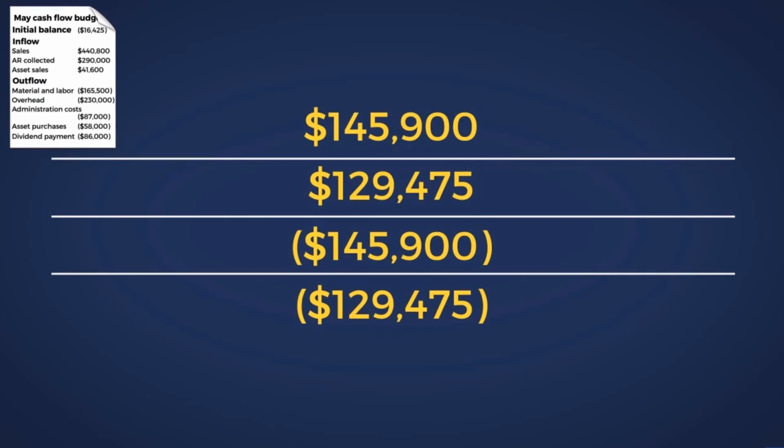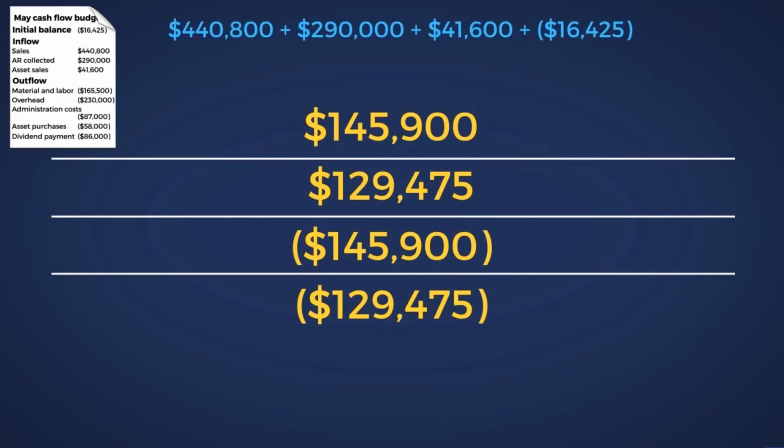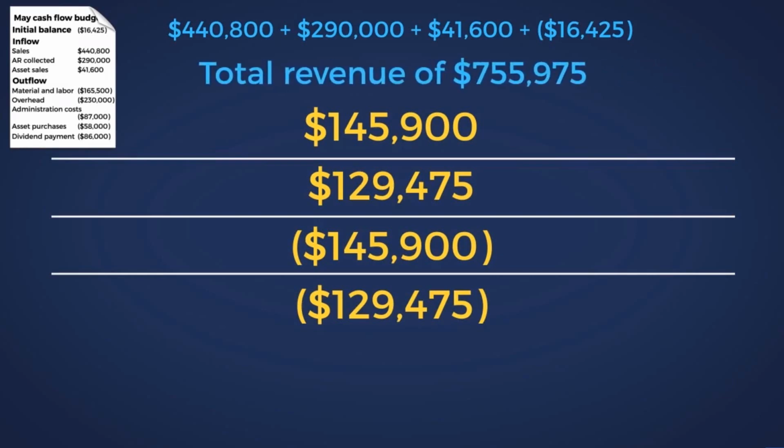Like you've done before, add up the revenue. $440,800 plus $290,000 plus $41,600. Don't forget to include the cash balance from the previous month of negative $16,425. Remember also that numbers in parentheses indicate a negative value. That gives you a total of $755,975. Do the same for expenses.